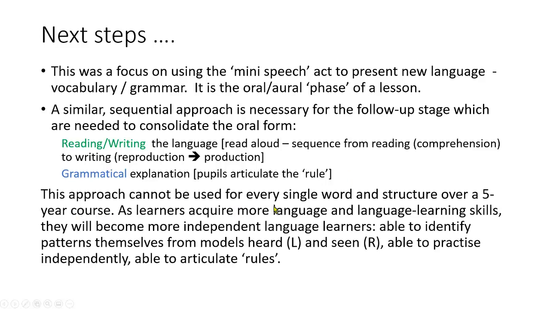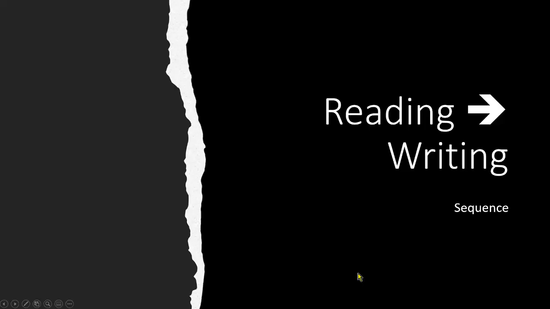This approach can't be used for every single word and structure over a 5-year course. As learners acquire more language and language learning skills, they will become more independent language learners. They will be able to identify patterns themselves from the models that they've heard through their listening or seen from their reading. They will be able to practise independently and they will be able to articulate the rules. So what I've been describing is very much what you would do at the early stages of language learning. As things go on, certainly with the 6th form, for example, they won't need to have anything presented in quite that way. They'll internalise that process themselves.